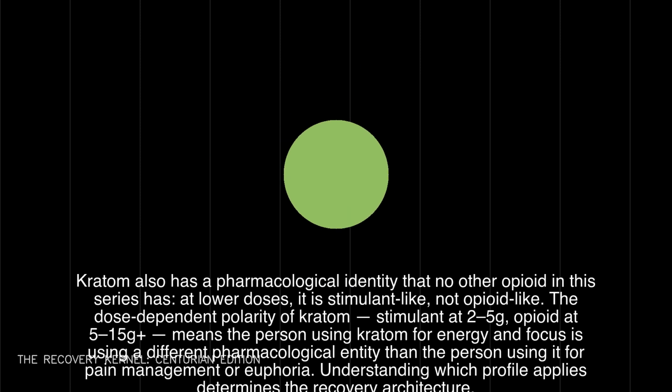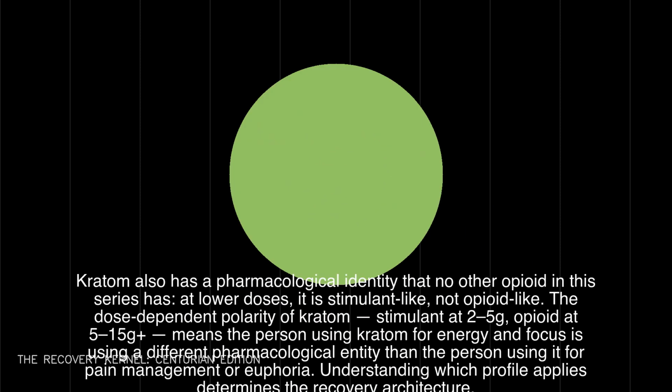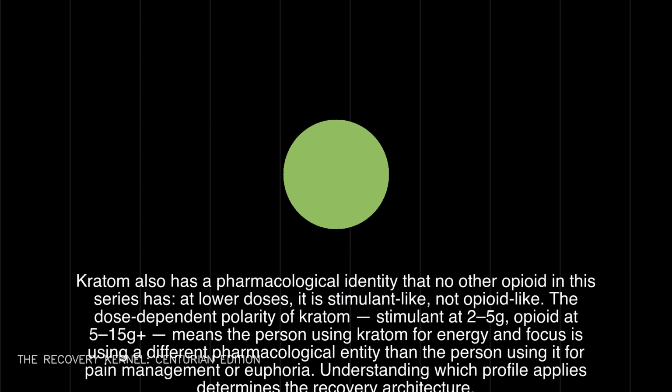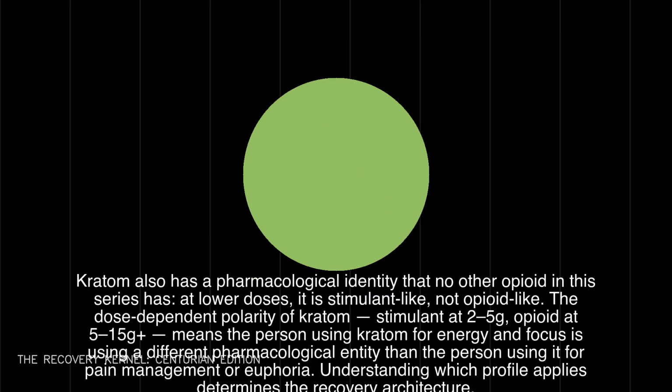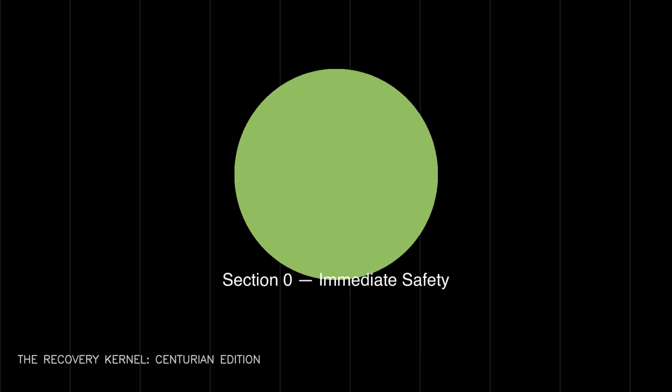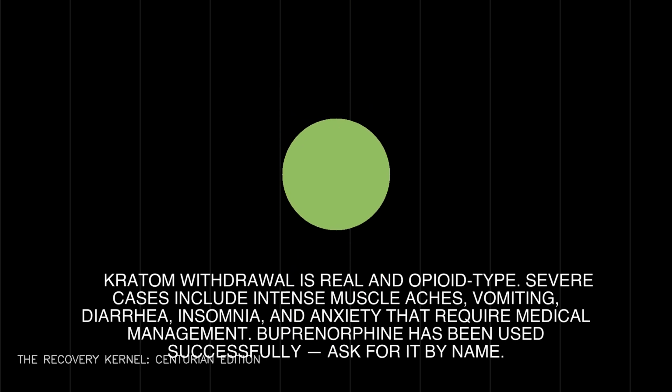Section 0, Immediate Safety. Warning: kratom withdrawal is real and opioid type. Severe cases include intense muscle aches, vomiting, diarrhea, insomnia, and anxiety that require medical management. Buprenorphine has been used successfully. Ask for it by name.